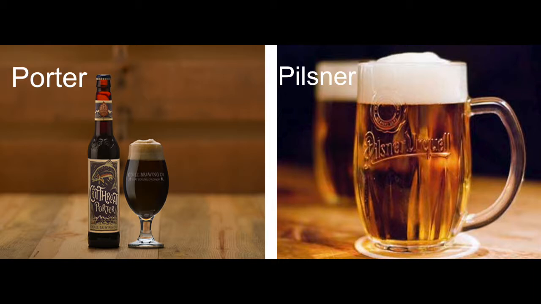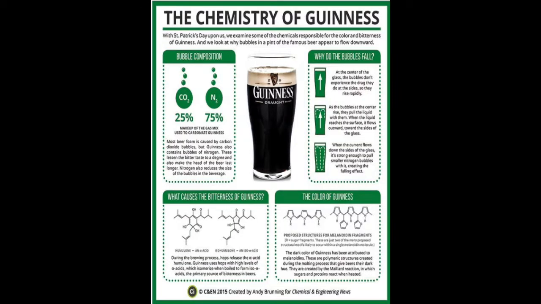For instance, porters are a London-style dark ale, which is made with roasted malts, and a pilsner is a light yellow lager with a bitter, hoppy flavor. Overall, there are a wide variety of beers and each one is chemically unique.